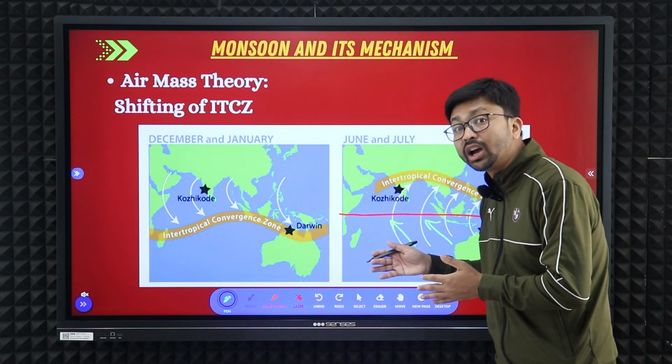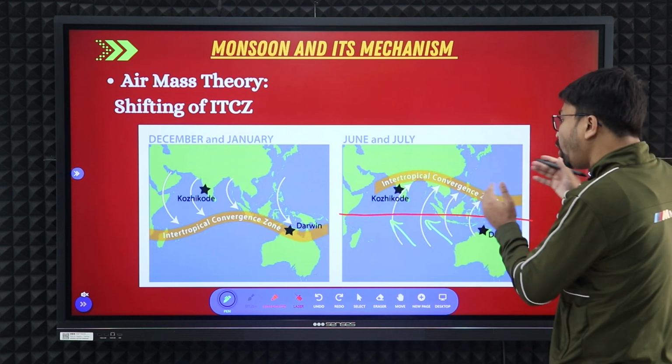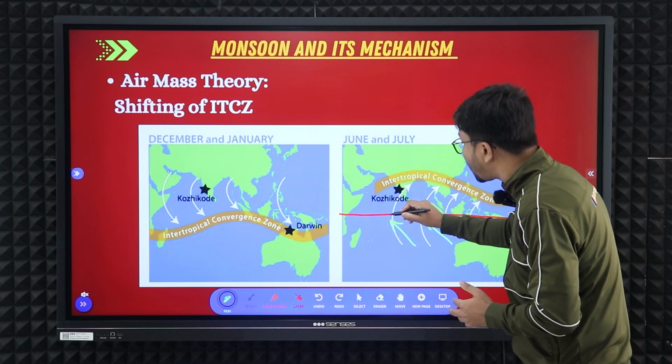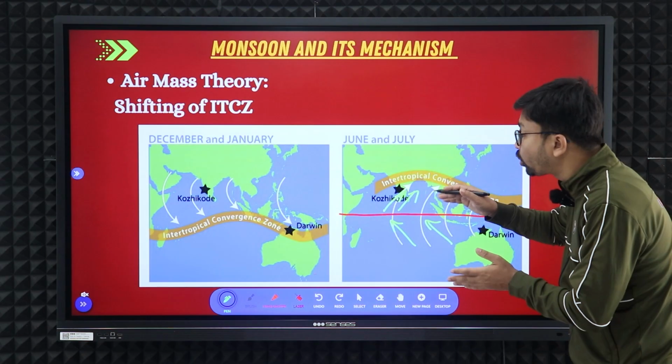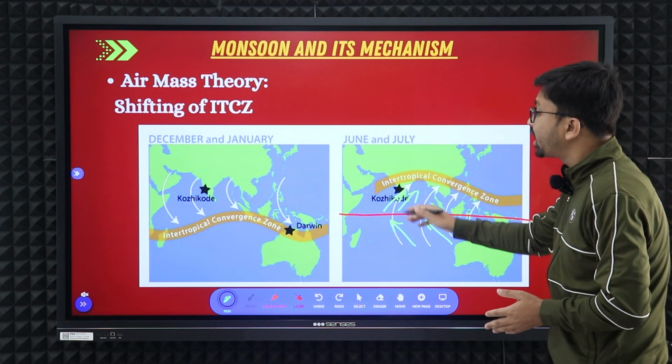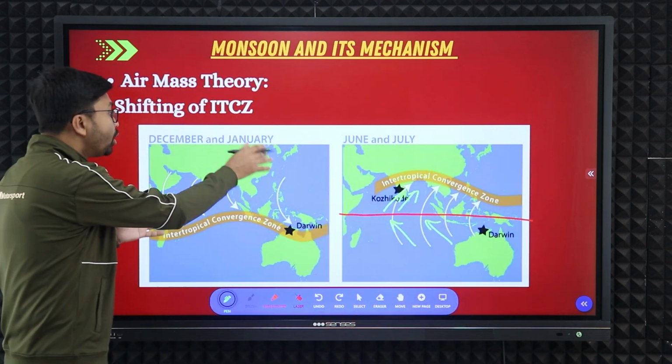Now it is reaching the northern hemisphere. When it reaches the northern hemisphere, it has to bend to the right-hand side. So after crossing the equator, it will go like this. When it crosses over the Indian landmass, it is called the southwest monsoon. Now let's come to the winter season.